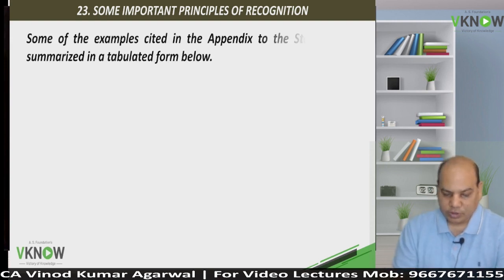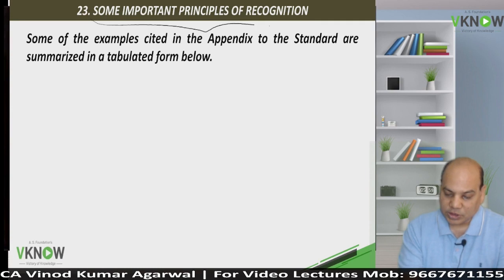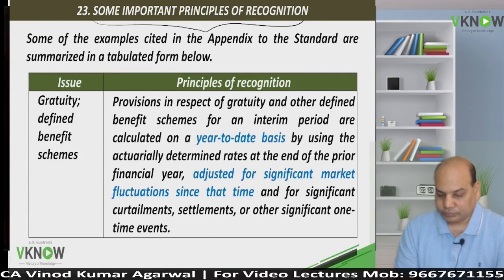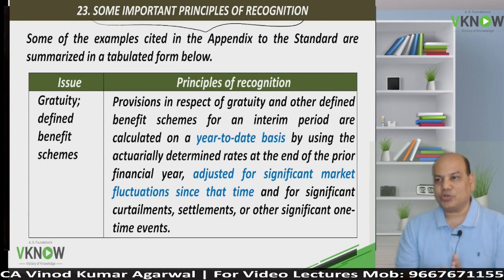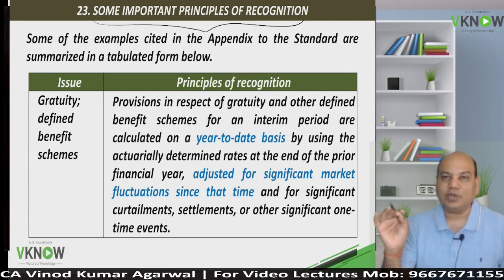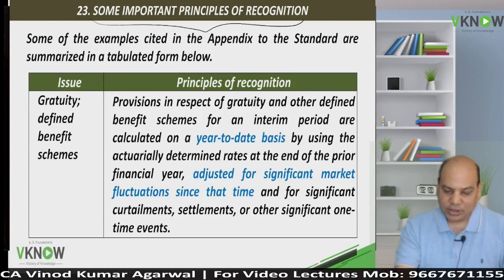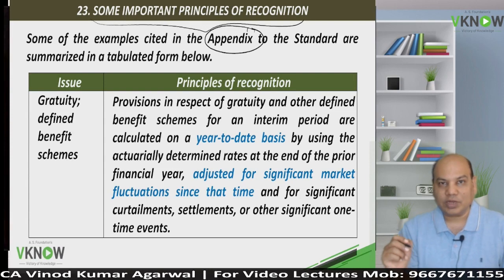Now, before we conclude the chapter, there is paragraph number 23 which gives you some important principles of recognition for some special items. In the interim period, recording certain transactions is a little challenging because we don't have so much time, and we will not take the same effort that we take for annual accounting purpose. And that is why the standard in its appendix has given you some guidelines for certain special items.